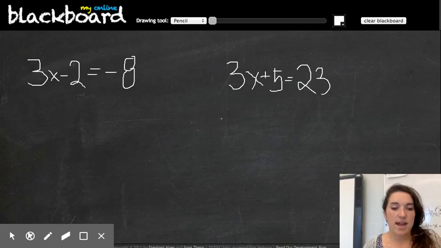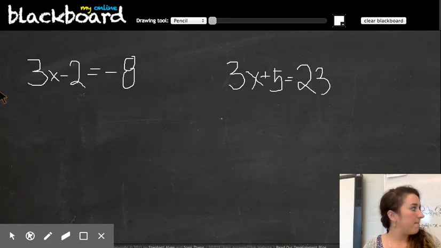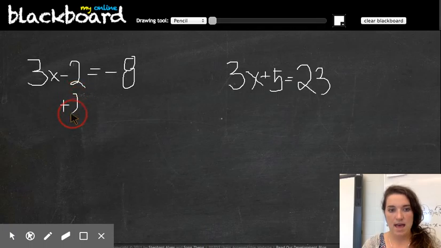So for the next one, 3x minus 2 equals negative 8. I'm trying to get x by itself. What's the first thing I need to get rid of? I need to get rid of my minus 2. How can I undo minus 2? Add 2 to both sides.